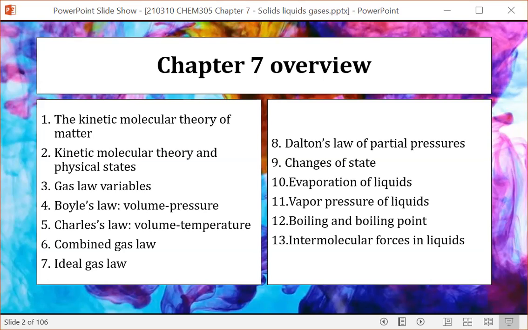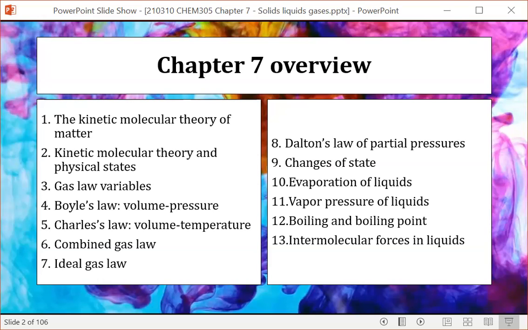And then starting in section 9, section 7.9, changes of state, we transition. We've talked about kinetic molecular theory and the physical states of substances and all the gas laws, how to quantitate the different variables of a gas, like the volume, the pressure, the temperature. Starting in section 7.9, it's going to be very descriptive. How do we describe the changes of state? How do we describe if it takes energy or releases energy when something changes from a liquid to a solid or from a liquid to a gas?